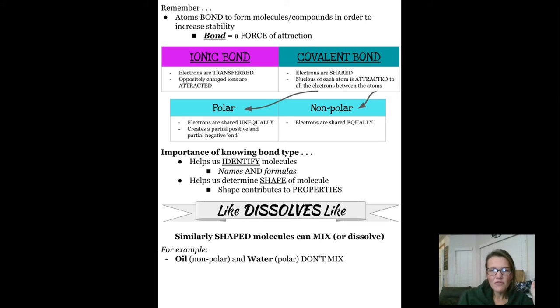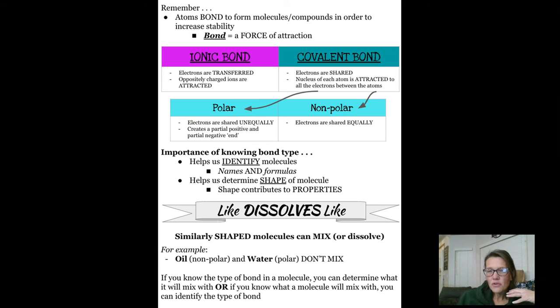Okay, so that idea that if you know the type of bond that a molecule has, or you know the general shape that it has, then you can figure out what you could use to dissolve it. Right? Or vice versa. If you are working with chemicals like we're going to do in our lab that you did a pre-lab for, if you can identify what it's mixing with, you can make some predictions about the type of bond that exists within the molecule.